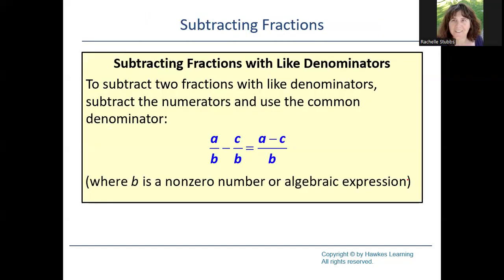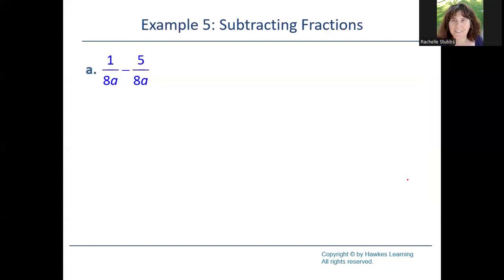Okay, subtraction is done the same way. You have to have a common denominator, okay? And then you just proceed as in subtraction like we were doing with our integers. So here I have a common denominator. It's 8a. So I rewrite that as 1 minus 5 over 8a. Well, 1 minus 5 is a negative 4.